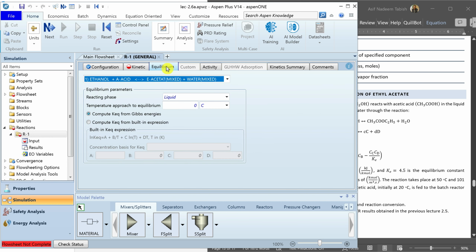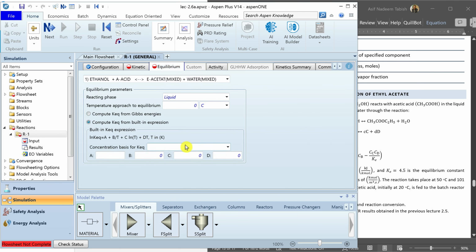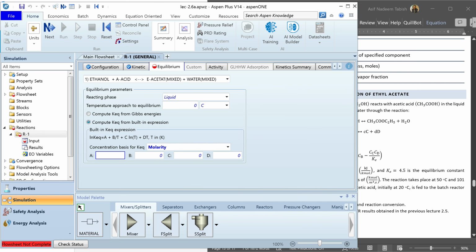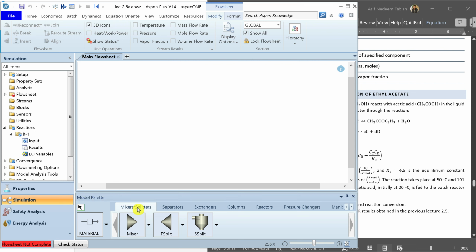On the equilibrium tab, define compute equilibrium from built-in expression. Choose the concentrations to molarity. The coefficient A was calculated as 1.504 in the previous lecture, and that is equal to the natural log of the equilibrium constant 4.5. Reaction is defined. Let's define the flowsheet.